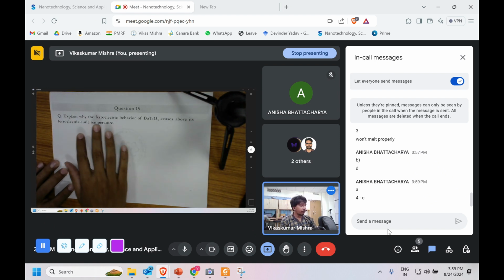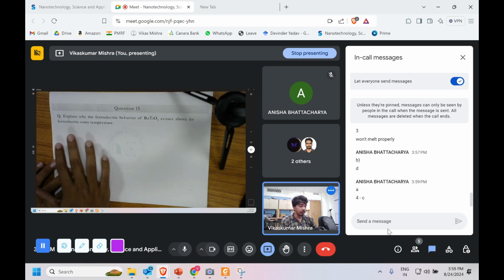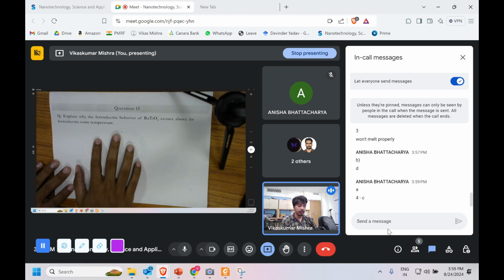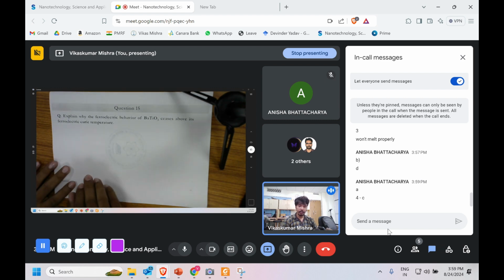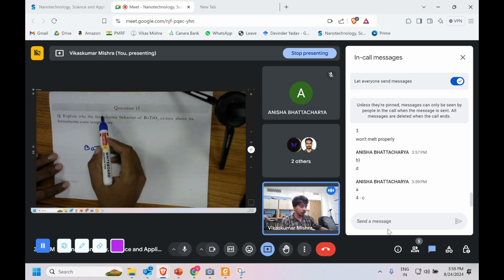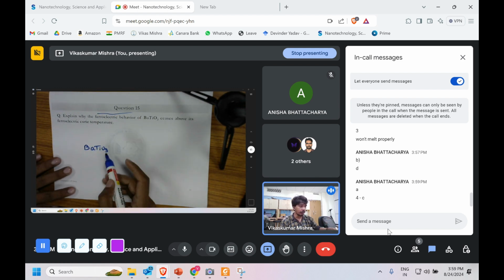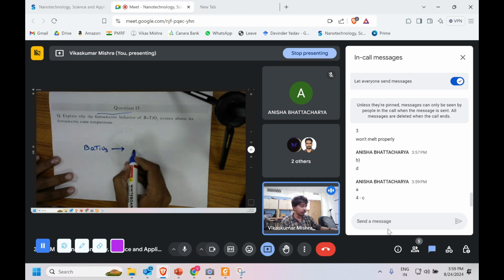Explain why ferroelectric behavior of BaTiO3 ceases above its ferroelectric Curie temperature. Okay, so they are telling that I have BaTiO3 that was showing the ferroelectric behavior. So first thing I can conclude is that, since it was showing the ferroelectric behavior, its crystal structure will be tetragonal.